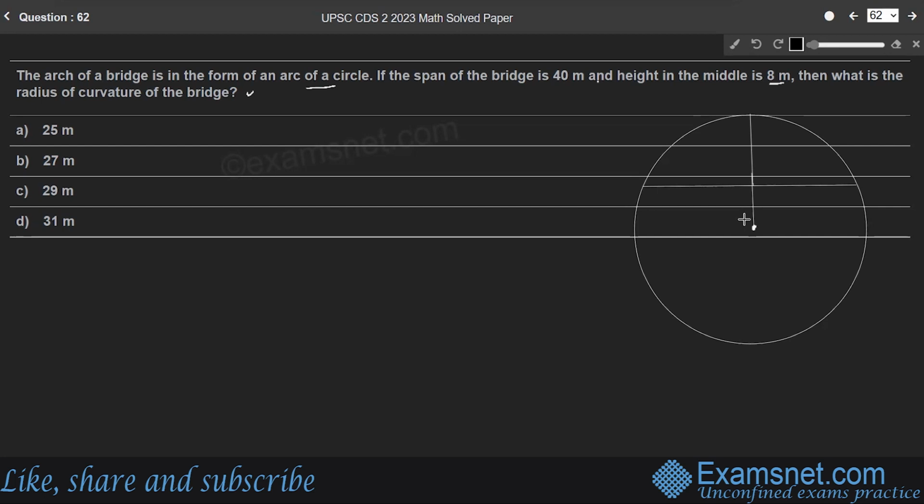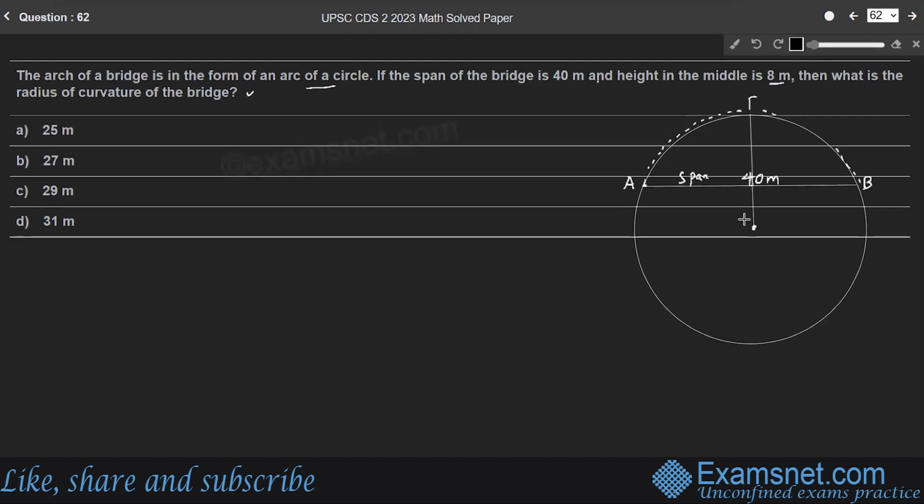So students will consider AB as the bridge, which is in the form of an arc of a circle. This portion is the bridge. Span of the bridge is the distance between A and B, which is 40 meter. And the height in the middle is 8 meter.